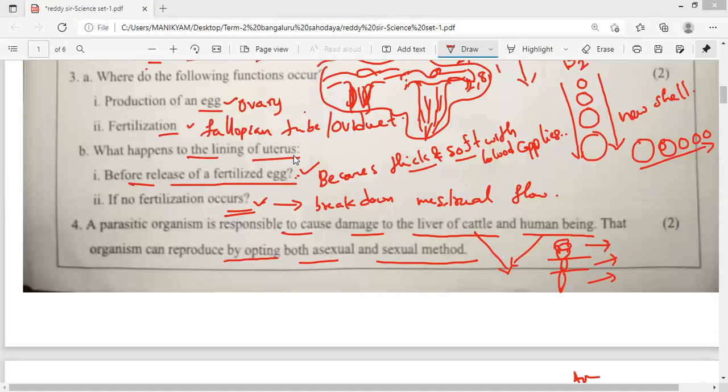Now, you people already know this paper, but different papers are there. I will show you the different questions and how it will be happening.